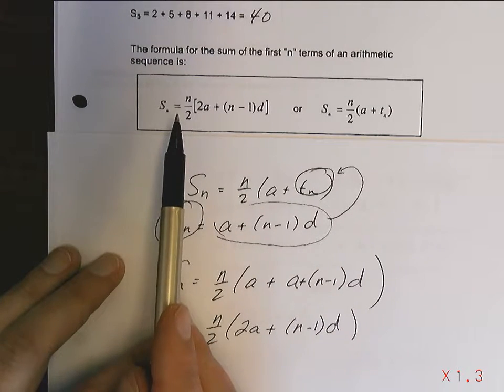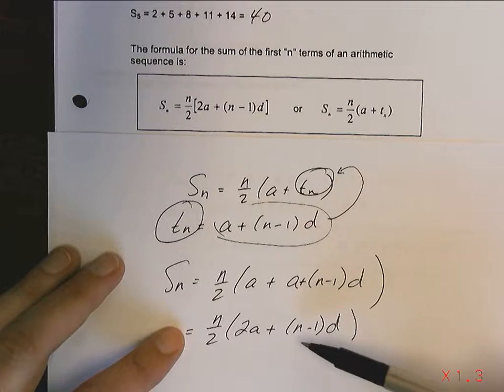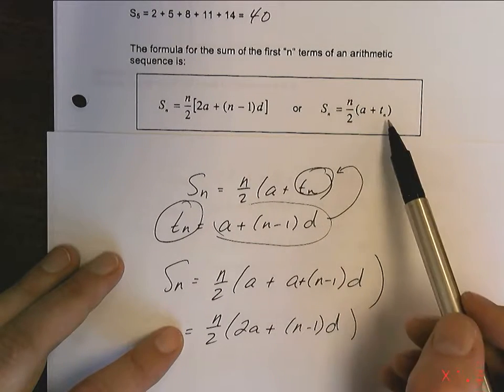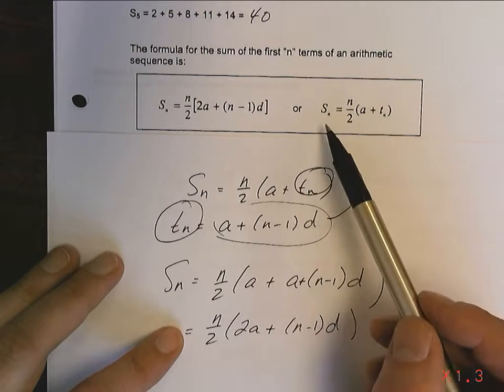So we use this formula when we have a, n, and d, and we use this formula when you have a, n, and the last term that you're summing up to.